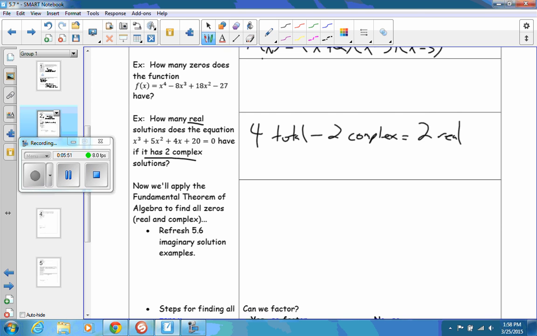Oh, shoot. No, I'm sorry. It has 3 total. That's what I thought. I was looking at the wrong one. I'm sorry, guys. It only has 1 real. I was up here still. Sorry.